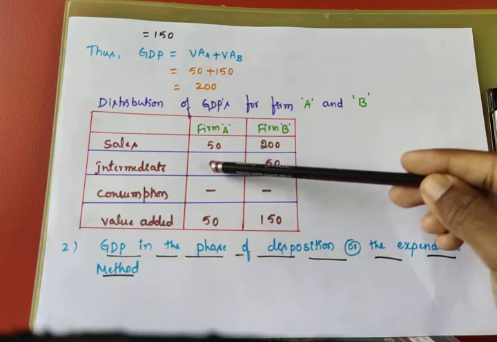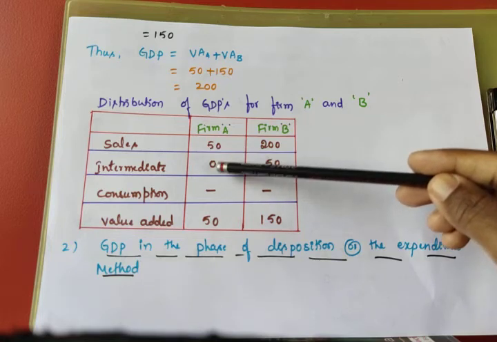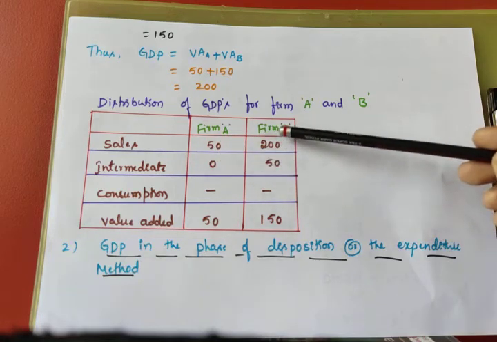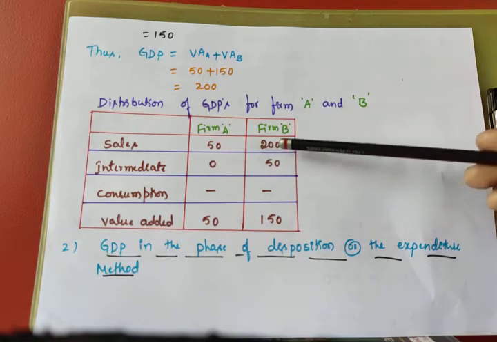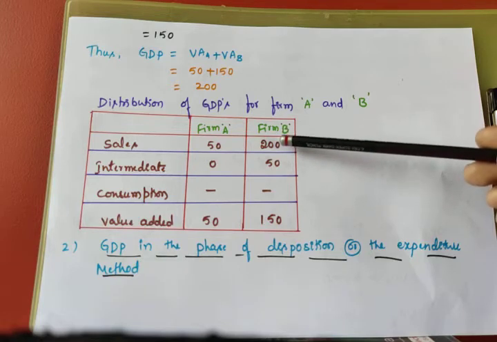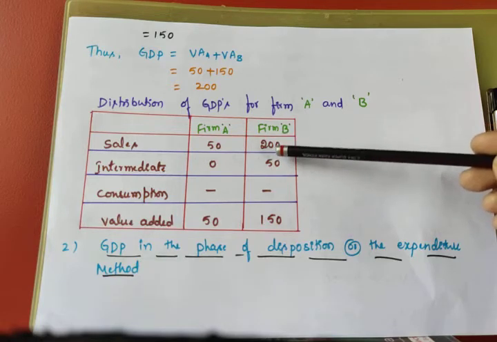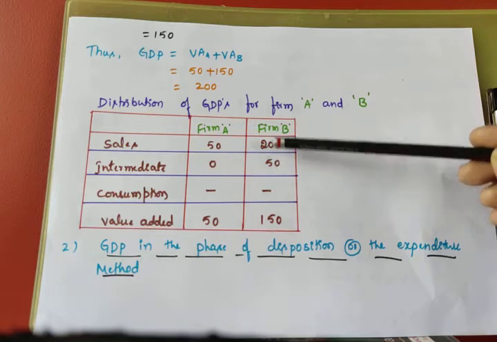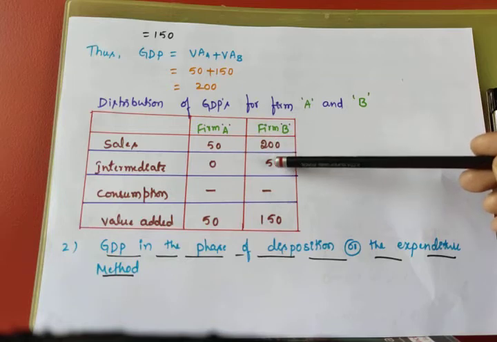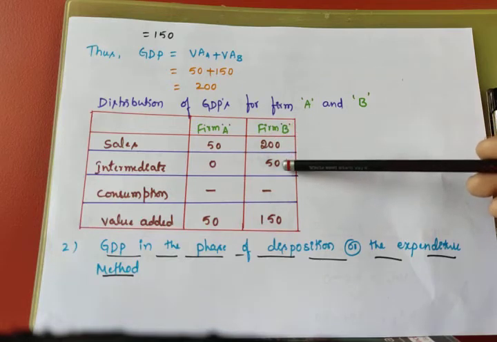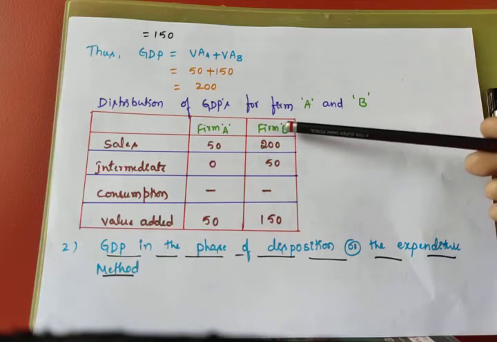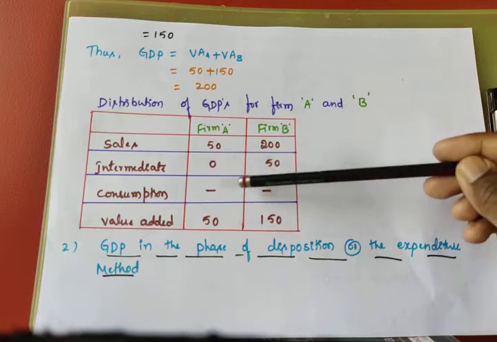That's why firm A's intermediate goods are 0, and firm B produces cloth worth rupees 200, but to produce this cloth it has purchased cotton worth rupees 50 from firm A. That's why the intermediate good of firm B is 50.